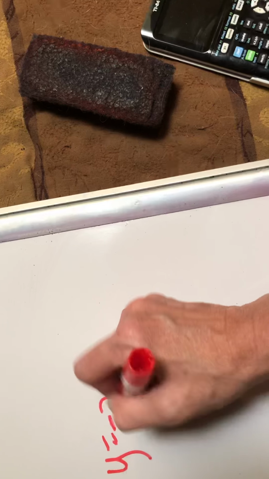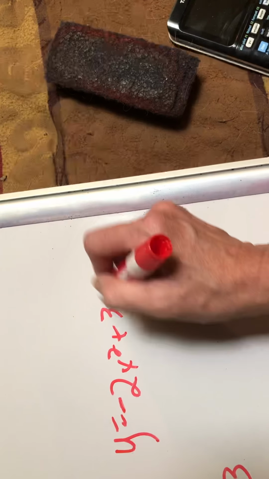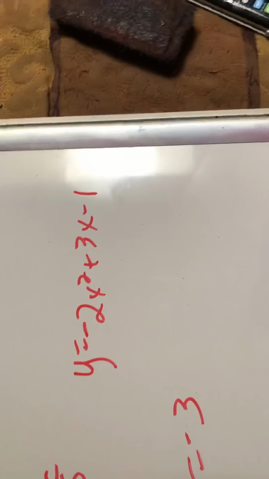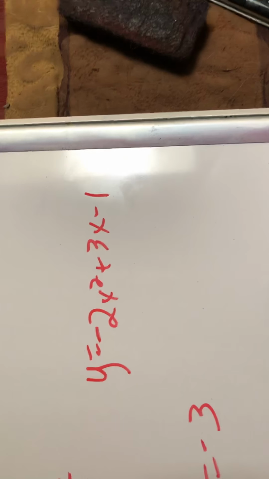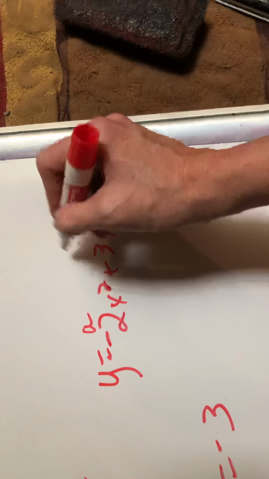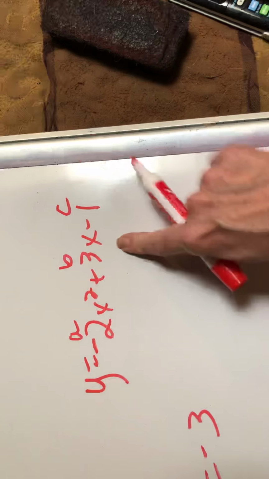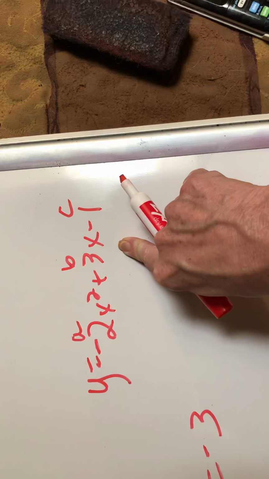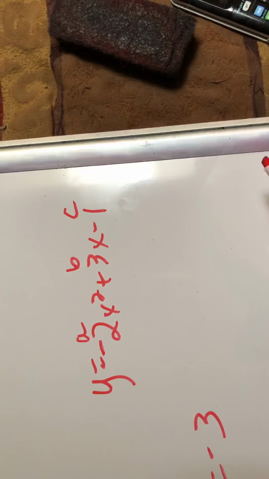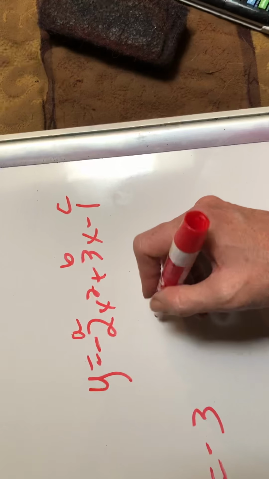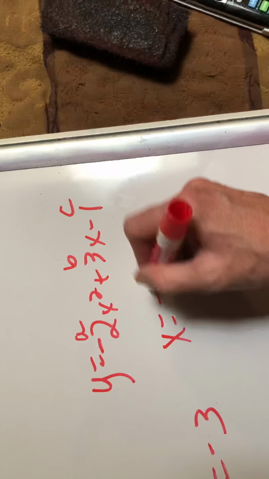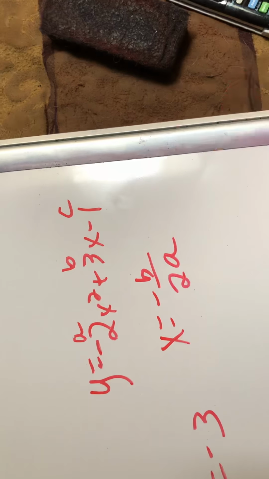Y equals -2x squared plus 3x minus 1. So A, B, C. A is always your coefficient of x squared. B is always your coefficient of x. And C is your constant. So if I want to find the axis of symmetry, that's x equals -b over 2a.